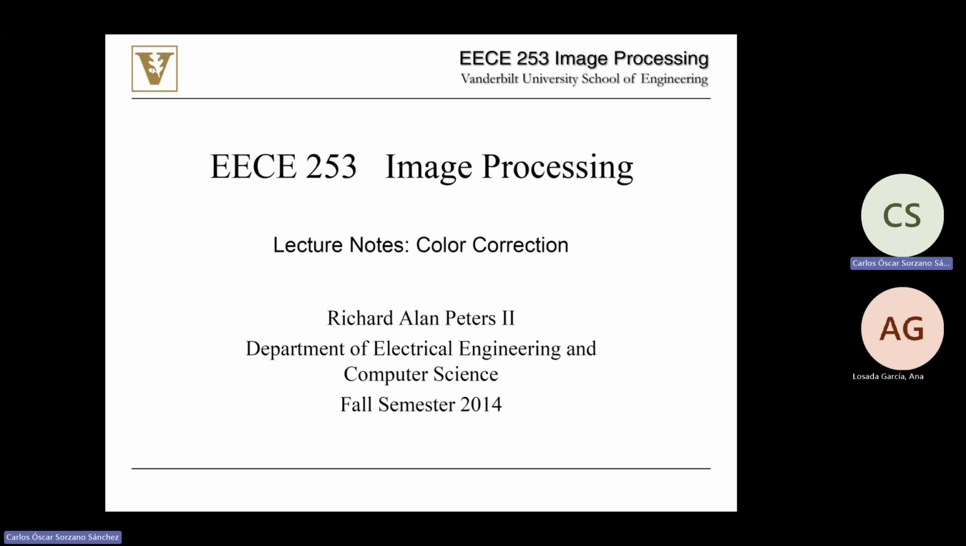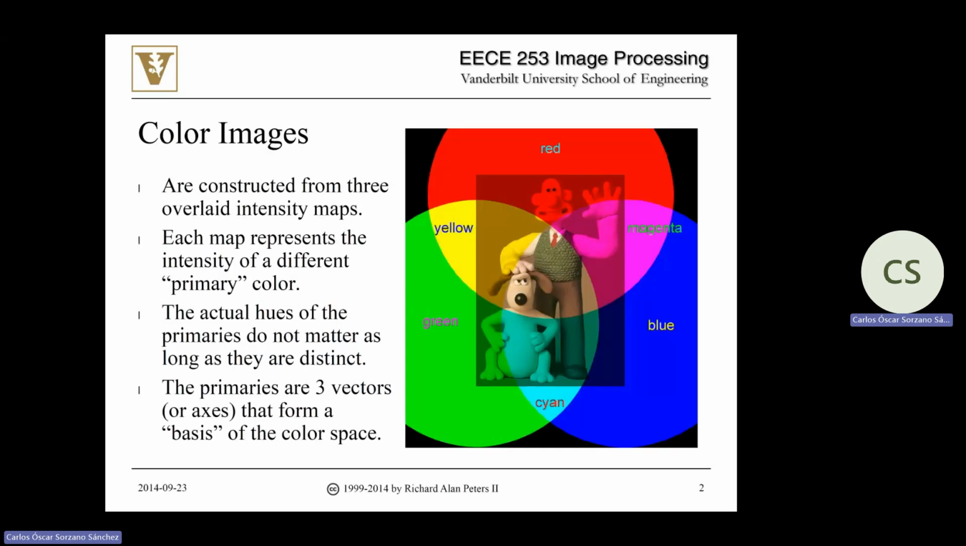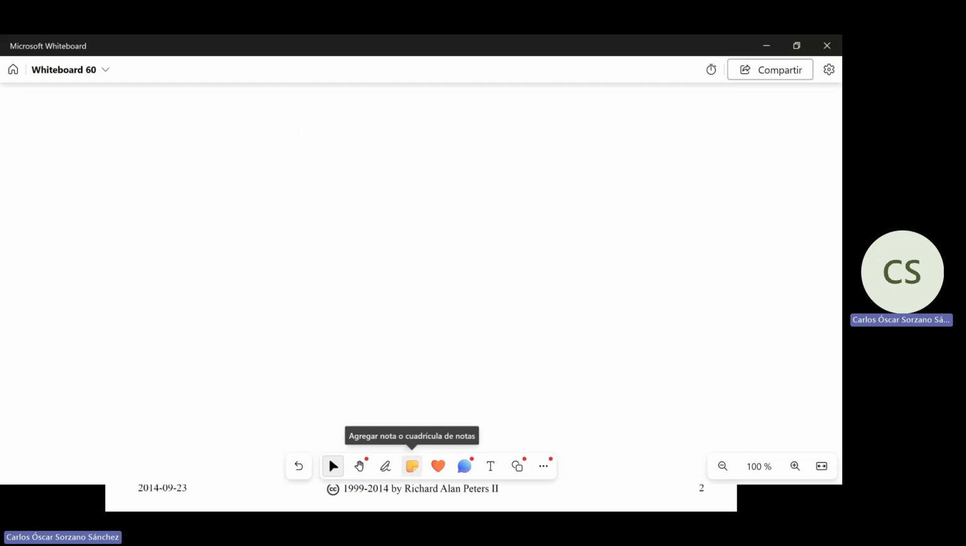Okay, so today's lecture is on color correction. Last day we saw how we perceive colors, and now we will study how to operate with those colors. That is something that we already know: color is a vector. We have presented it as a combination of three intensities: the red, green, and blue. So if you have a vector, let's go to the whiteboard.